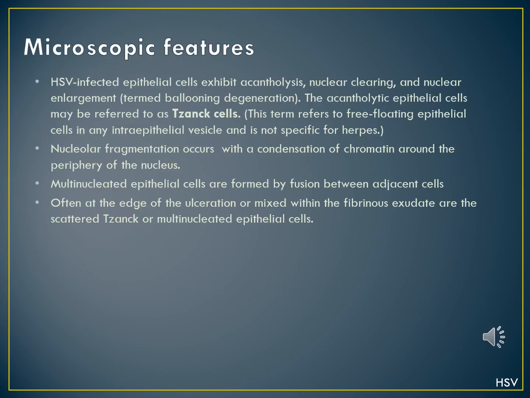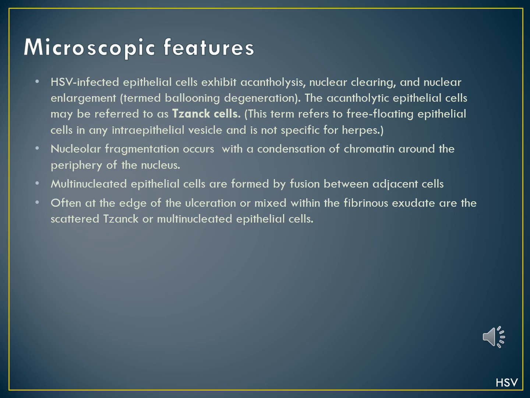Next, I'll be talking about the microscopic features of HSV. HSV-infected epithelial cells will exhibit acantholysis, nuclear clearing, and nuclear enlargement. The acantholytic epithelial cells may be referred to as Tzanck cells. Nuclear fragmentation occurs with a condensation of chromatin around the periphery of the nucleus.